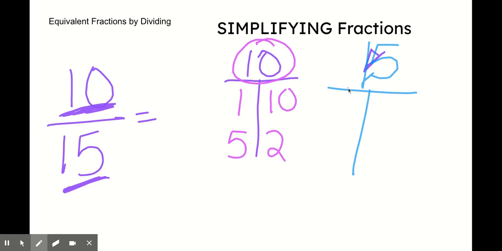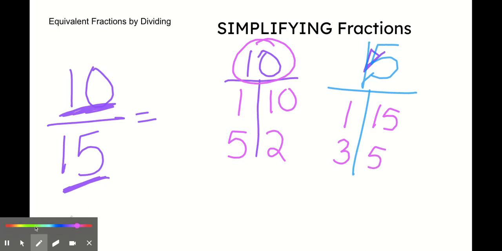Now I go to 15. What two numbers can I multiply together to get 15? Well, I have 1 and 15, right? 1 times 15 equals 15. And I also have 3 times 5, okay? So your first step is to make a factor T with your numerator and denominator. And we just did that, okay?